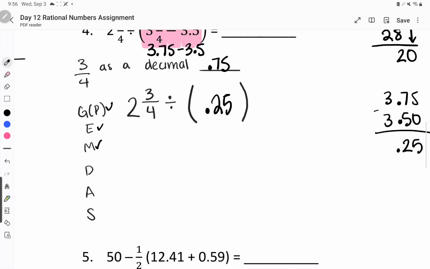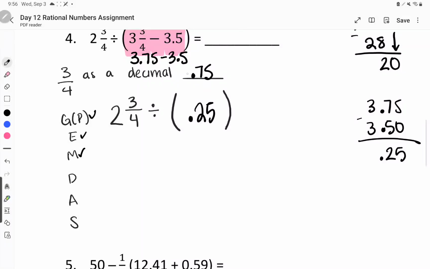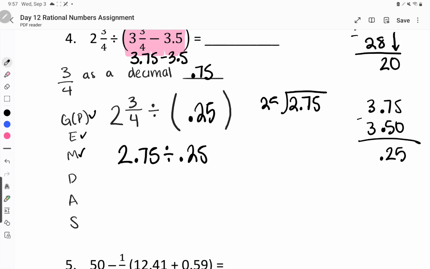We have to turn 3/4 into a decimal. Luckily, we already did that. We know that 3/4 as a decimal is 0.75. So I have 2.75 divided by 0.25. 2.75 is going to go on the inside. 25 is going to go on the outside. This is 0.25. We're going to move this decimal over twice. We're going to move this decimal over twice.